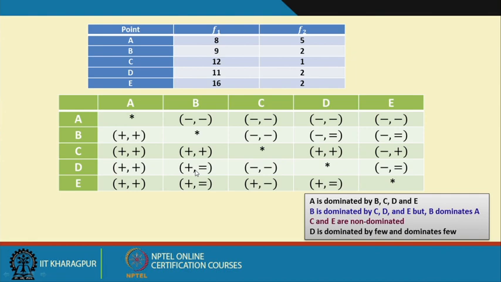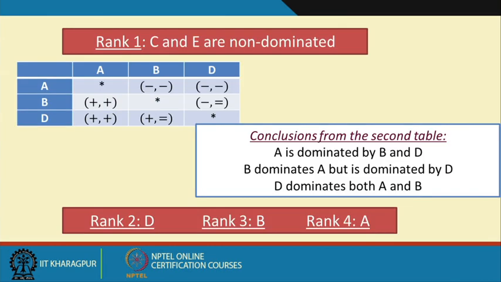This is the situation. That is why which one will be put as the rank 1, if I ask you? C and E both are non-dominated to each other. That is why I will put in the rank 1 C and E together. Now, C and E I am keeping aside, and I am again comparing A, B, D in the similar manner, and we could see that A is dominated by B and D.